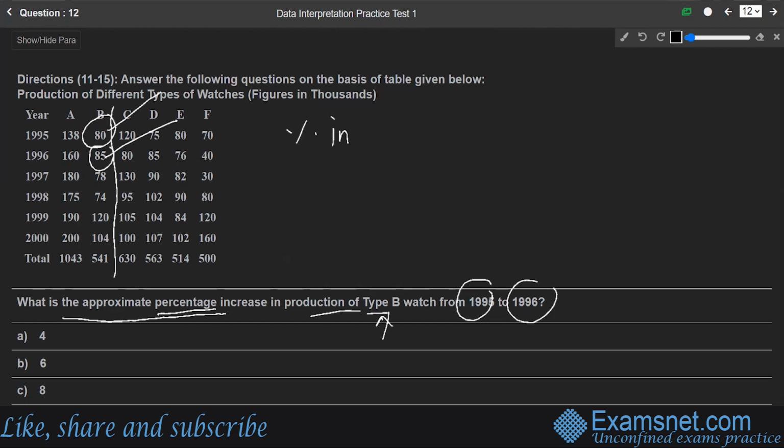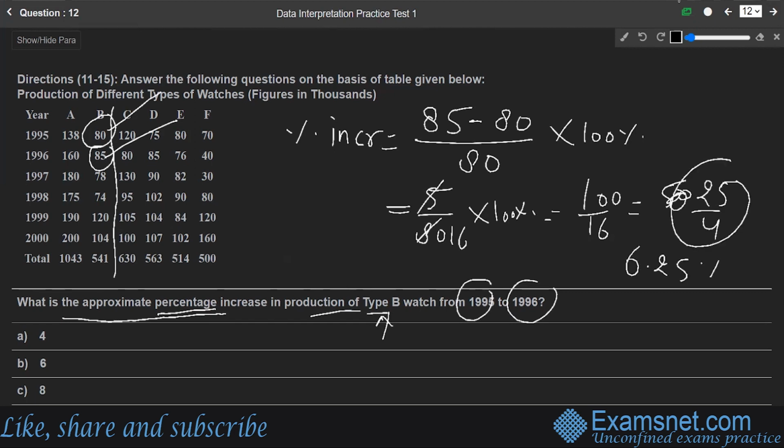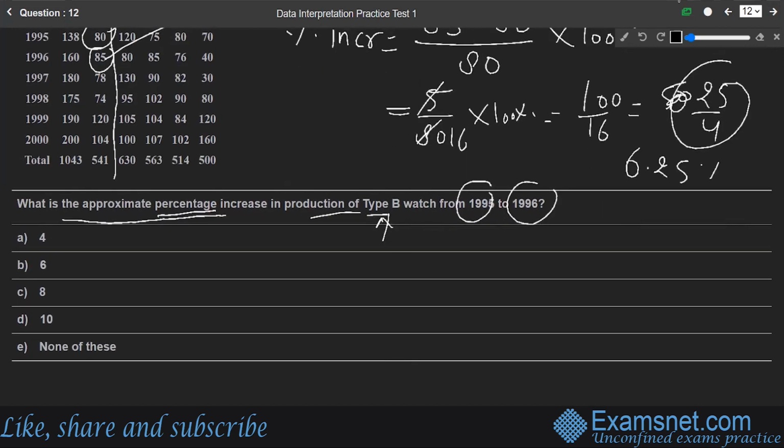So we have to find out the percentage increase when the value increases from 80 to 85. For that we find out the actual increase first: 85 minus 80, divided by the older value, that is 80, into 100%. If we solve this further, this becomes 5 by 80 into 100%, which is 100 by 16, and we can cut it by 4, so 25 by 4. 25 by 4 is precisely 6.25%. So we can give the approximate answer. The exact value is not there, but we can claim 6%. So the right answer is option B, 6%.